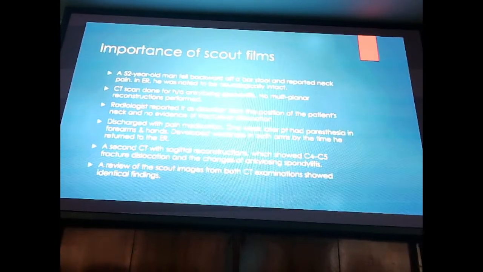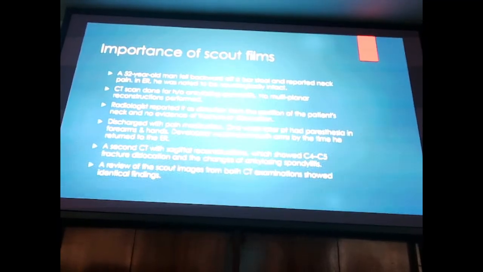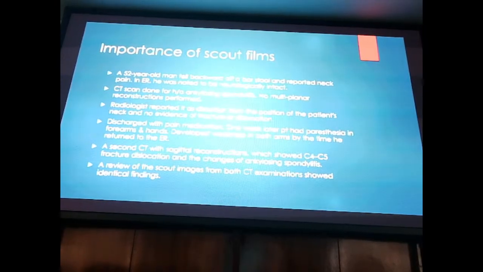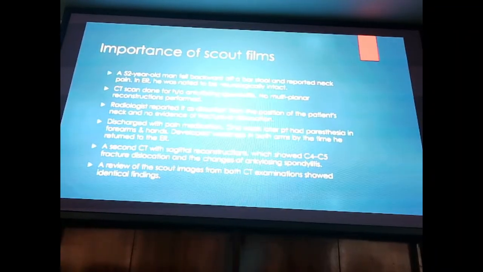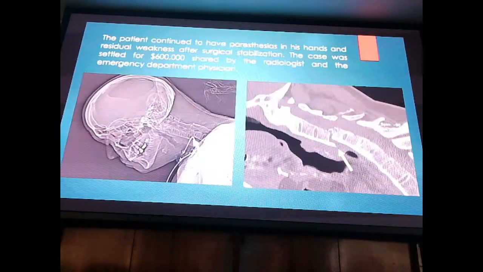About a week later, first he had paresthesia in the forearm and hands, and then he developed weakness in both the arms. Then he came back to the ER because of the weakness in both arms. That time a second CT scan was performed, and this time they did a sagittal reconstruction. And when they did a sagittal reconstruction, this is what was seen. Can you see here? There is a complete fracture dislocation of the C4, C5 vertebra. Eventually, the patient had paresthesia in both hands and even residual weakness after stabilizing the spine.